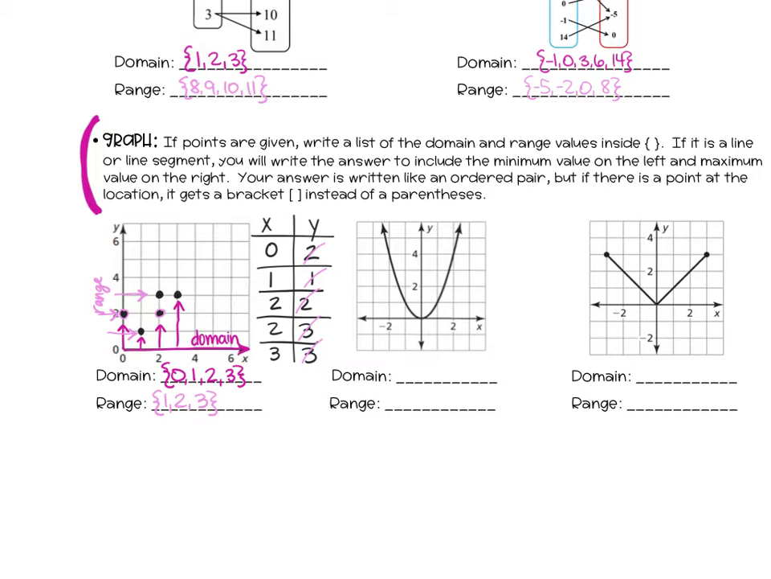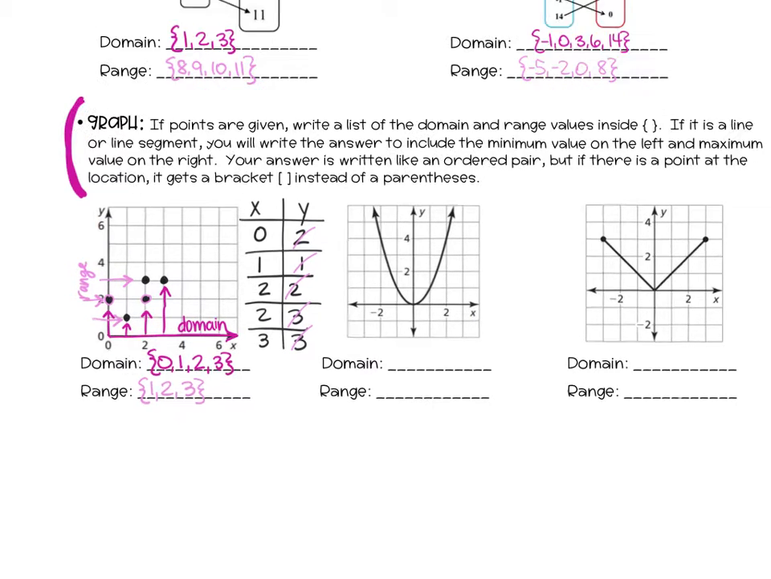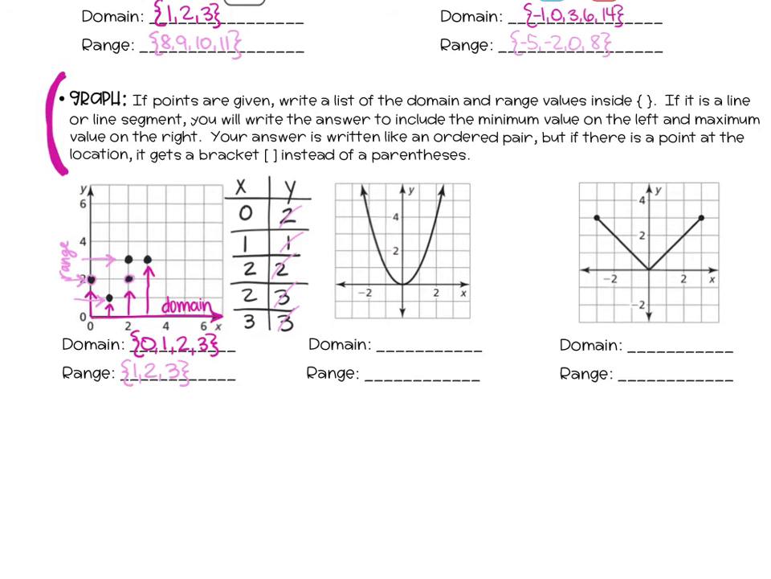If there's a line or a segment on the graph though, like these two here that we see, you will need to write your answer to include the minimum value on the left and the maximum value on the right. So your answer is going to look like an ordered pair. So minimum on, and actually let's just write that down here. So I have an ordered pair. I'm going to do the minimum on the left, maximum on the right.